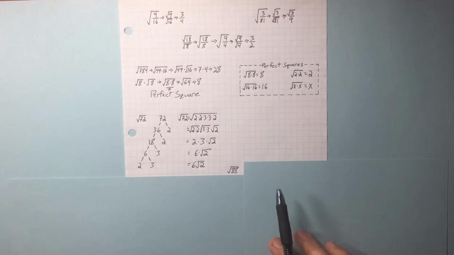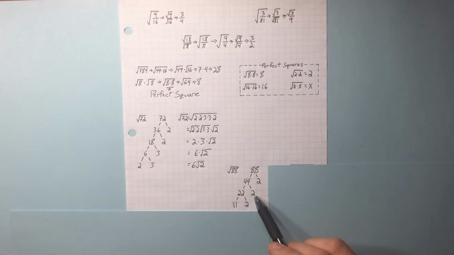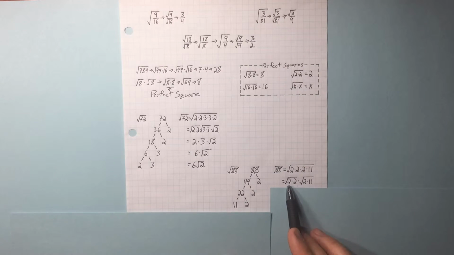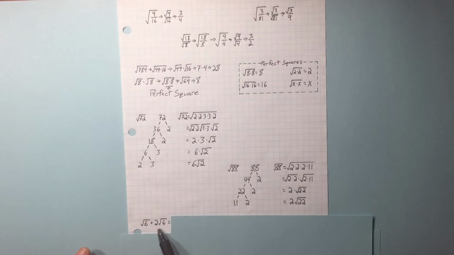Simplify radical 88. Let's build a factor tree for that. Prime, prime, prime, prime. So we can stop. 2 times 2 times 2 times 11. The square root of a perfect square is just that number itself. And we do our multiplication in here to get rad 22. That's our answer. Can you add these together?